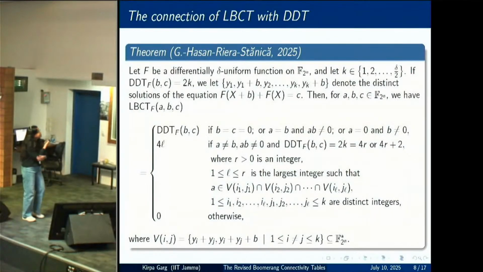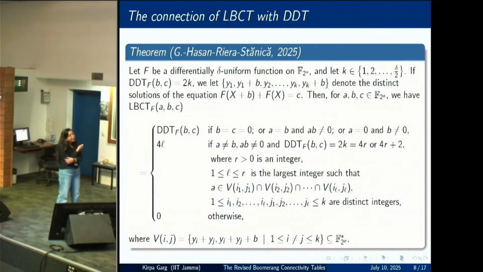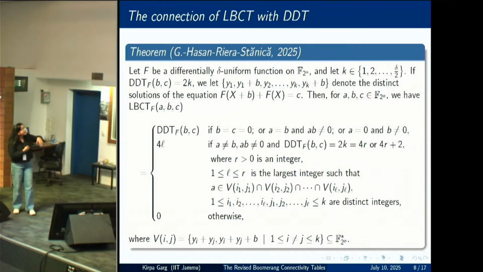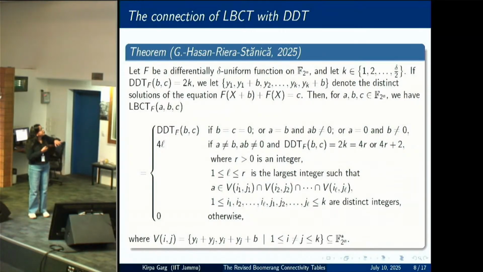So in this, if f is a differentially delta uniform function, it means that the maximum of the DDT entries is delta. Because we are over even characteristic, the DDT entries can only take even values like 2. So if I take two elements b and c from the finite field, then its DDT is 2k, obviously even. k can be 1, 2, up to delta by 2, because it is differentially delta uniform.